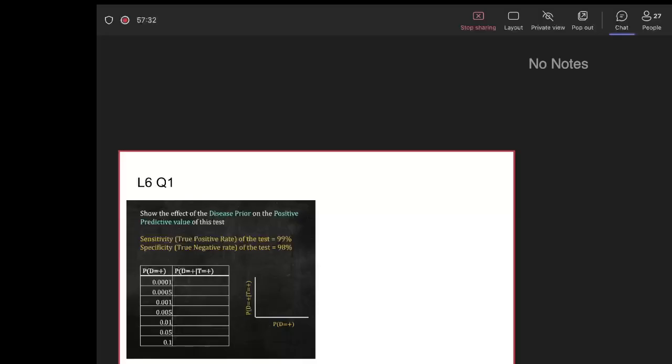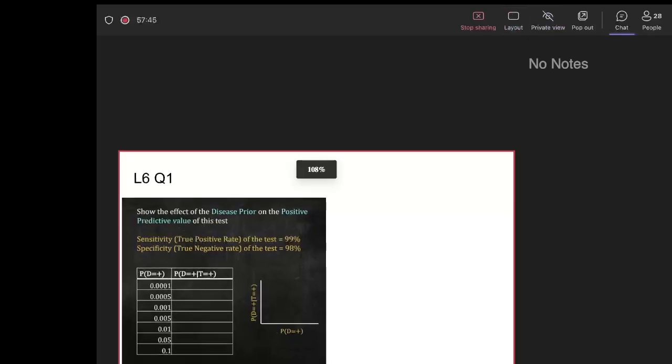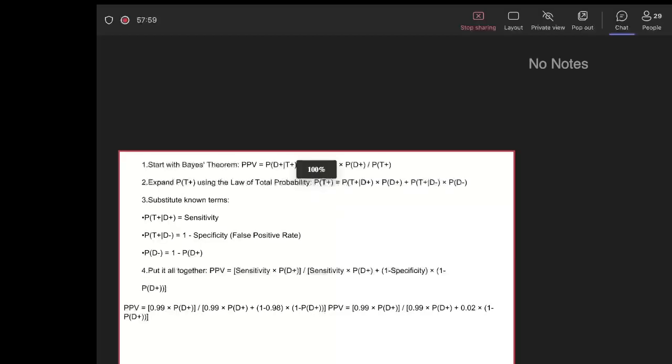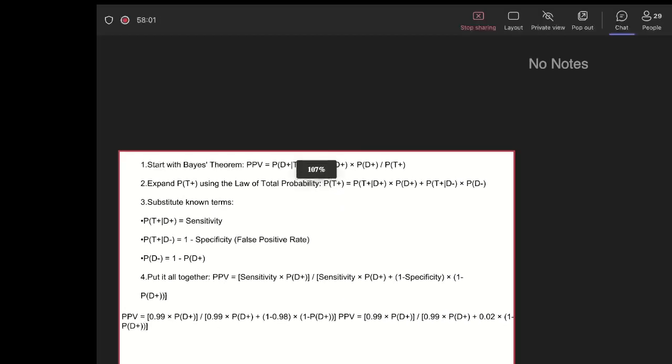Okay, so I hope you had enough time to attempt this question. Now let's discuss the solution. Here they have given the sensitivity and the specificity, and we are asked to find the effect of the disease prior on positive predictive value. With this we can solve using Bayes' theorem.